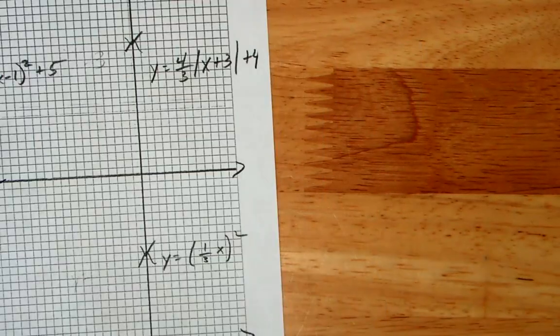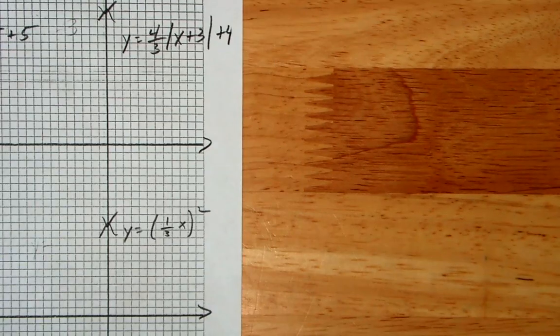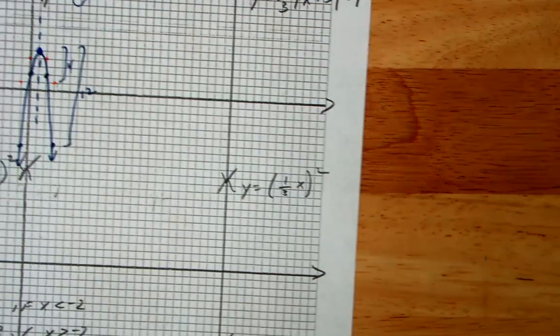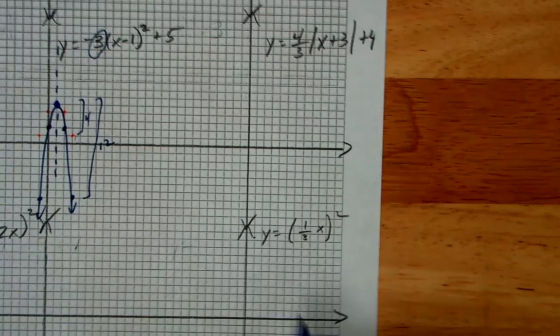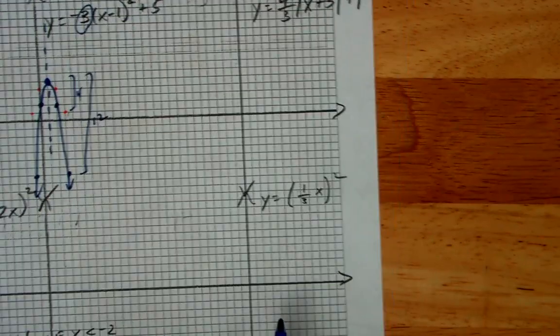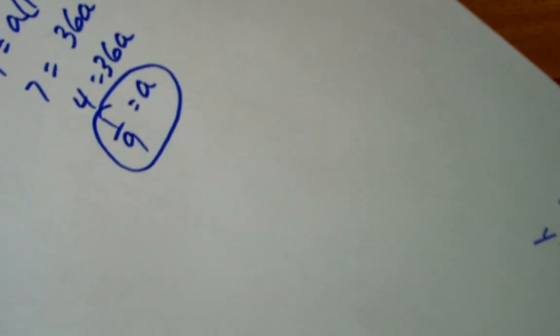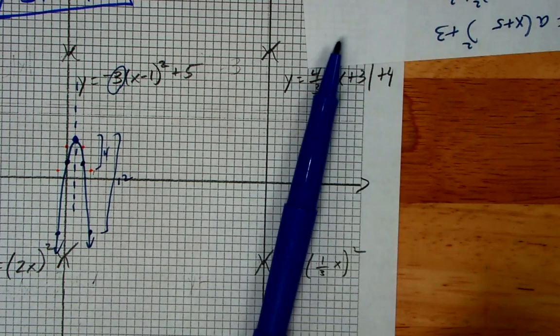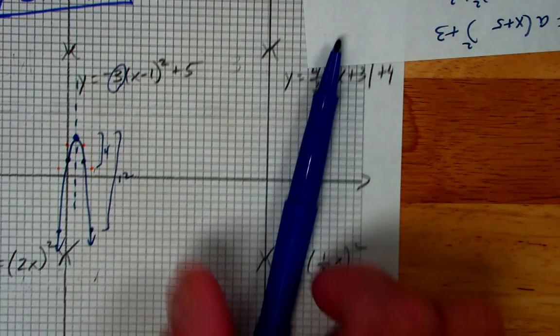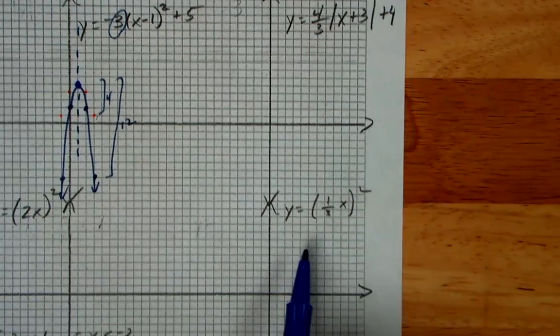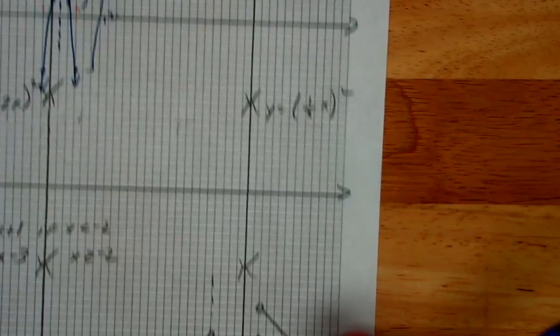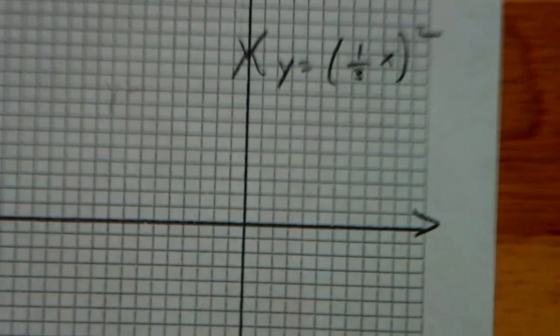So let's practice horizontal stretching and shrinking on this one right here. One-third. Remember, to figure out what's going to happen horizontally, it's the opposite of one-third multiplicatively. So it's going to be 3 times as wide. So let's do y equals 1/3 x squared. I'll zoom in here a little bit so we can get it a little clearer.